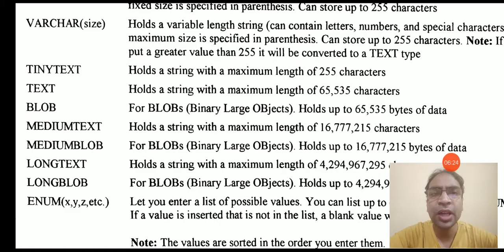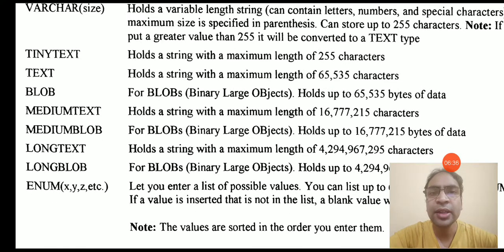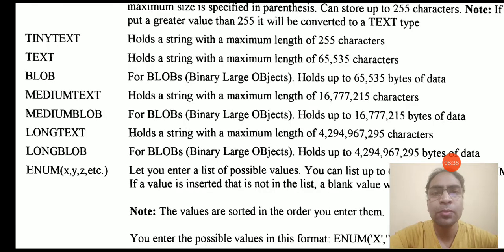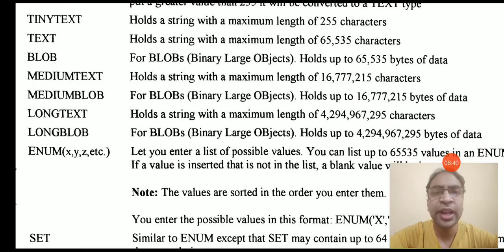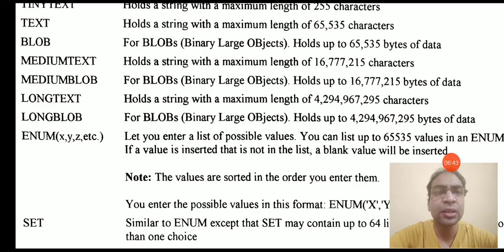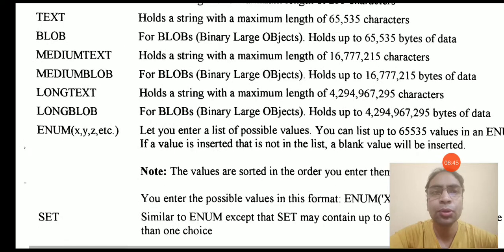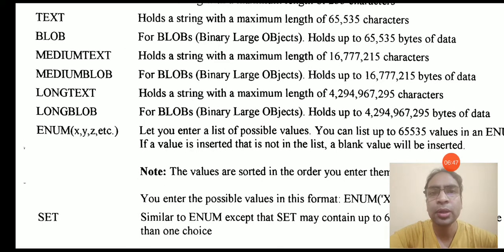Then we have medium text that holds a string with a maximum length of 16,777,215 characters. Similarly, we have a medium blob that can be used to store small objects, small files. Long text holds a string with a very large, very huge maximum length. If you want to store huge data, then you can use long text. You see, these features were not available in MS Access. That is why MySQL is a more commonly used database with large and complex applications.